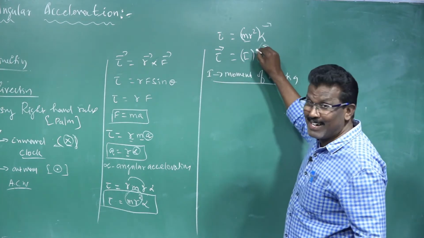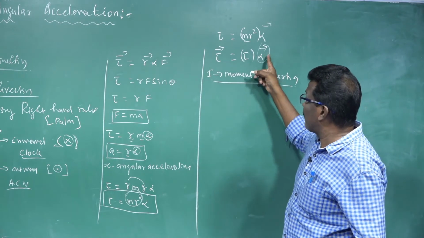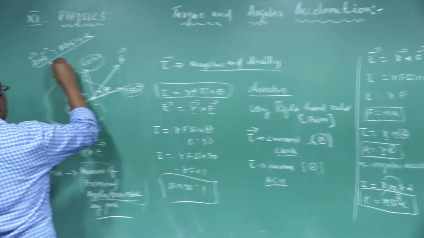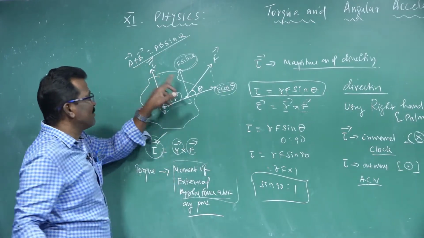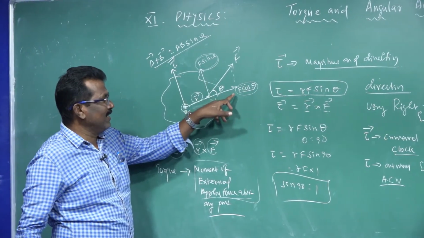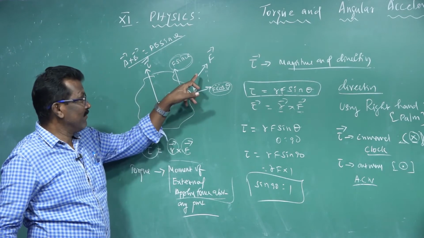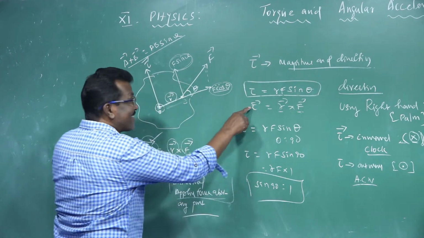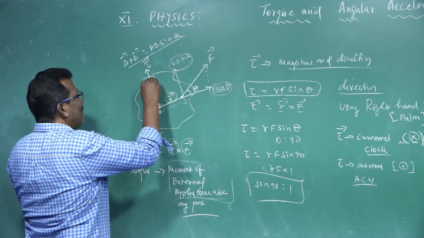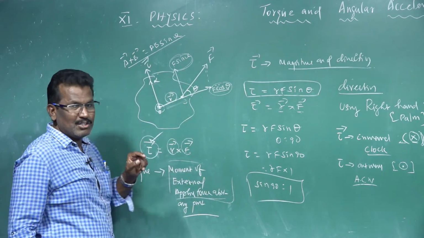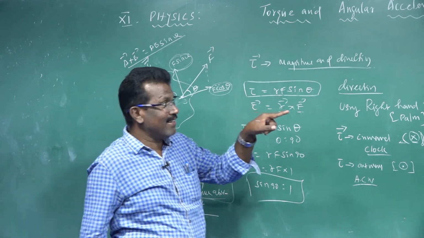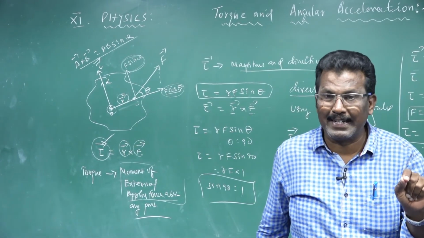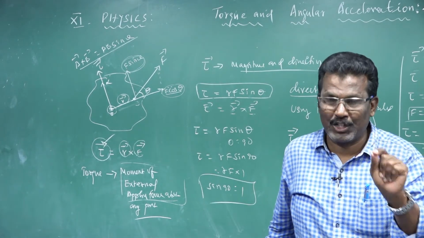So alpha, what is the direction of the alpha? The direction of alpha is along the direction of the torque. Torque is perpendicular to both the F vector and the R vector. R and F are perpendicular to the torque, but the torque is along the direction of the acceleration. So acceleration acts along the direction of the torque. Both the torque and the angular acceleration act in the same direction.